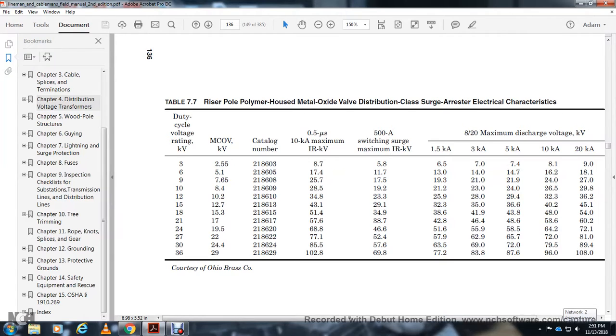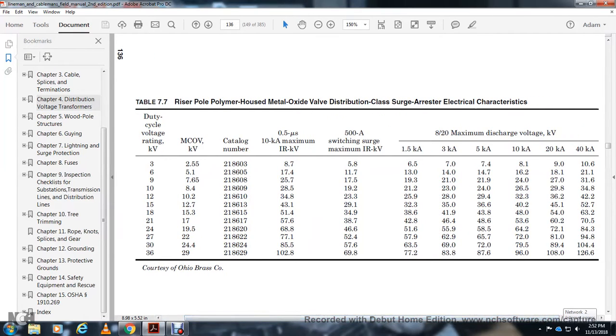Alright, this shows the rise in polymer-housed metal oxide varistor distribution class surge arrester electrical characteristics. Columns: the voltage rating in kilovolts, the MCOV in kilovolts, the catalog number, the 0.5 microsecond 10 kiloamp, the kilovolts at 500 amp switching surge maximum, and the 8/20 maximum discharge kilovolts at 1.5, 2, 3, 5, 10, 20 kiloamps.